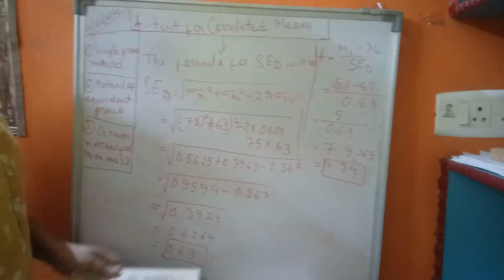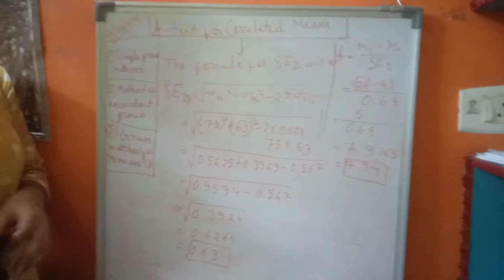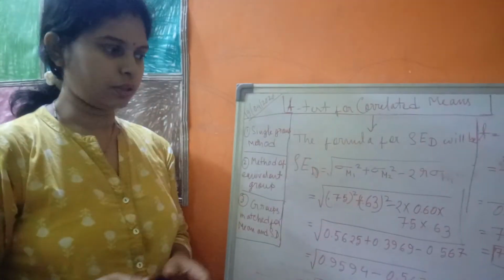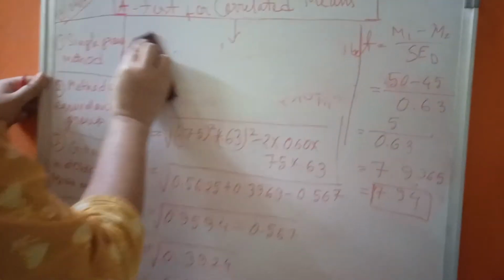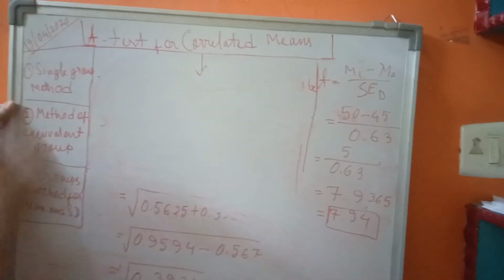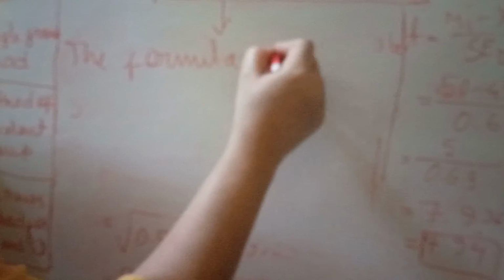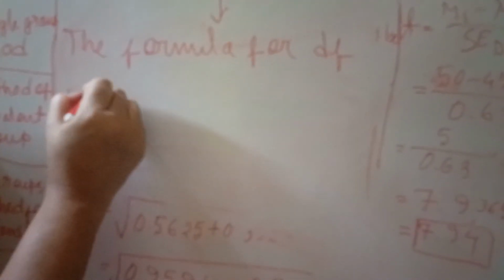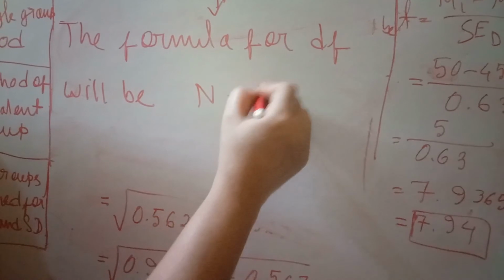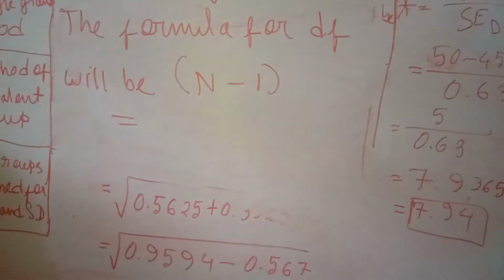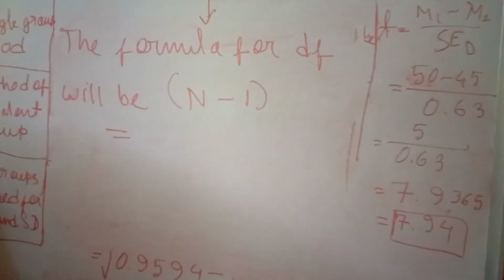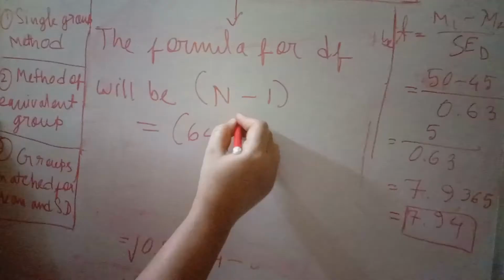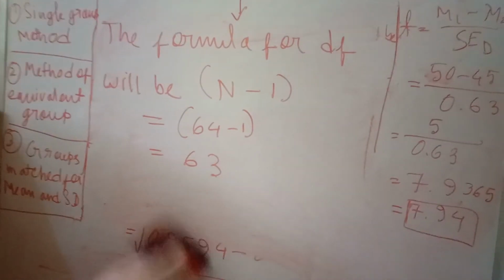Now that we have our calculated t value, we can check the t value in the table. For that we need degrees of freedom. The formula for DF will be n minus 1, because the same group was tested 2 times, so we consider it to be a single sample. Here n is 64, 64 minus 1, so 63.